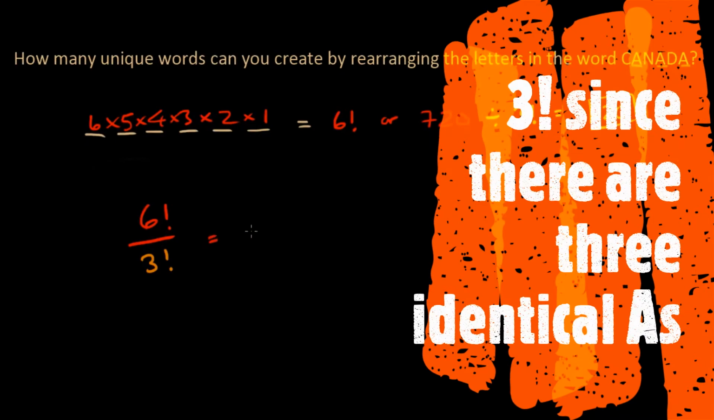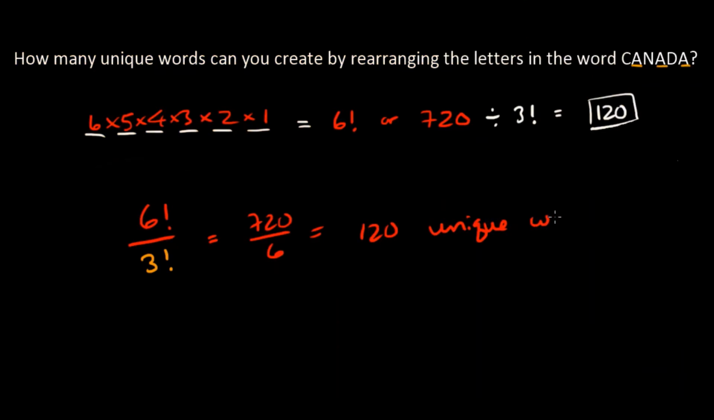That would give us 720 over 6, which of course is 120 unique words or rearrangements of these 6 letters.